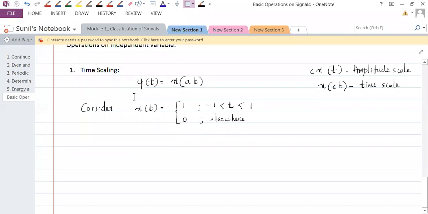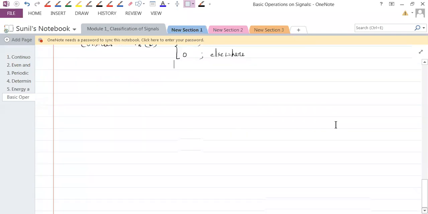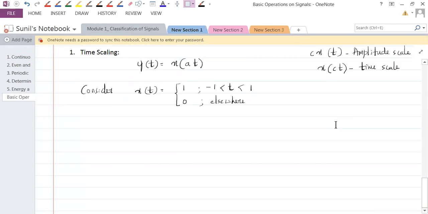Let's see what happens if you scale the time in this particular signal. Okay, so everybody copy down this. Now what we're doing is, here, let's sketch this signal. Everybody sketch this. Now this is x(t), which is 1 from where to where? From -1 to +1. Okay, and the x-axis is t and the y-axis is x(t).